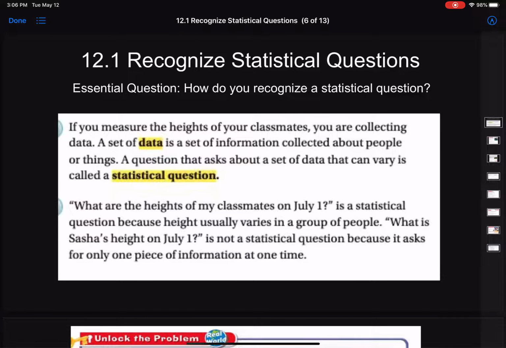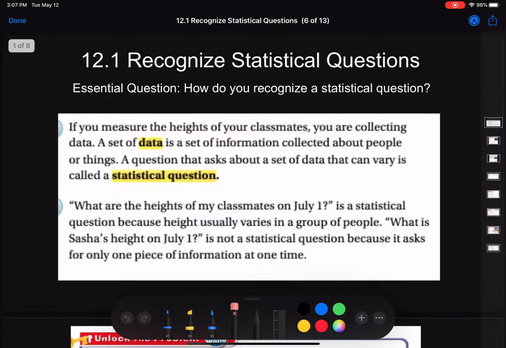Okay, so we are skipping chapter 11 and we're going to go into chapter 12. We should be able to get through most of chapter 12 before the end of the school year. So this first one is statistical questions. And so again, I would get your notes and I would label it. Let me turn my pencil on. Okay. And I would label 12.1 recognize statistical questions.